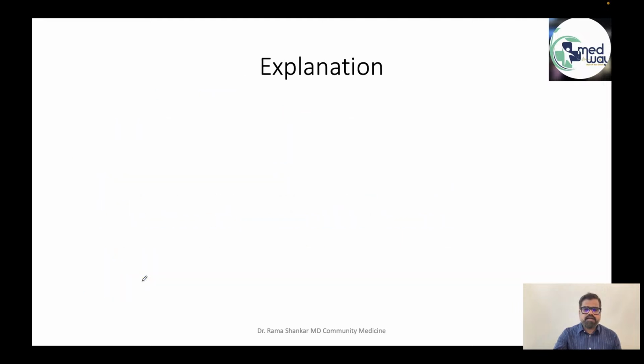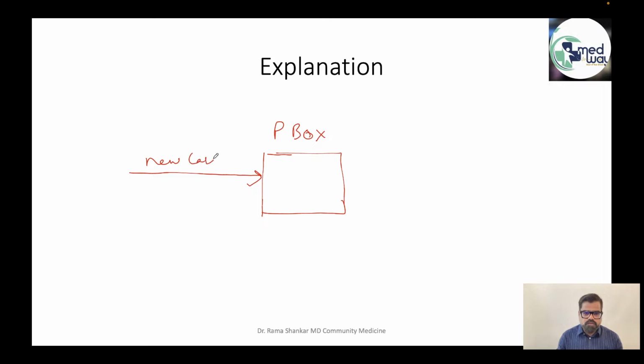I'll explain this with a simple box, and this will help you solve all such questions. Whenever an incidence-prevalence question comes, which increases, which decreases, what will happen to incidence and prevalence, always think with this. Take a box and make it the prevalence box. Now, new cases come in from this side. I am representing new cases with ticks. Somebody gets infected, develops the disease, and comes inside this prevalence box. There may already be people suffering from the disease, which I am representing with X. So there are new cases and already existing cases.